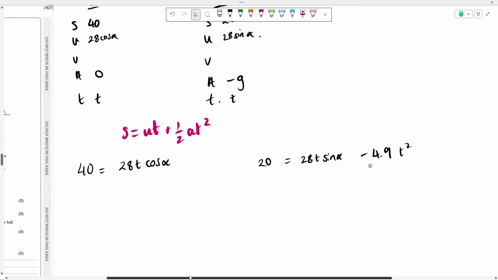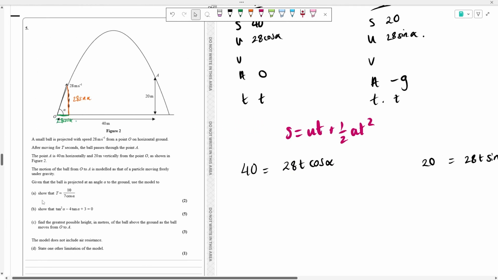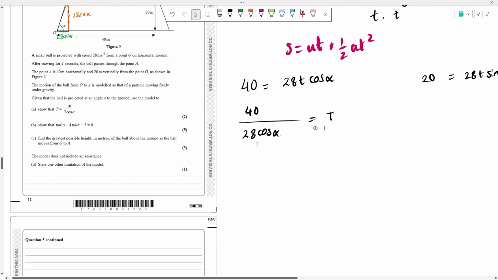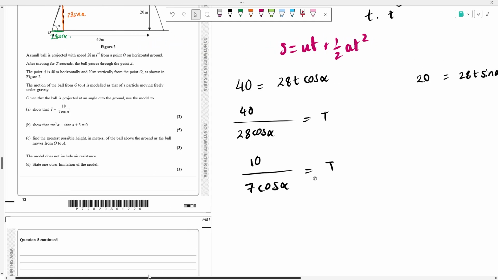Perfect. Now we have two equations. Part A is telling us to rearrange for t. So I'm going to do 40 divided by 28 cos alpha, and that must equal your time. You can see this simplifies very nicely. We have a common factor of 4, so I'm going to divide by 4 on the top and on the bottom. That becomes 10 over 7 cos alpha, which must equal time. Which is great. That's part A done.